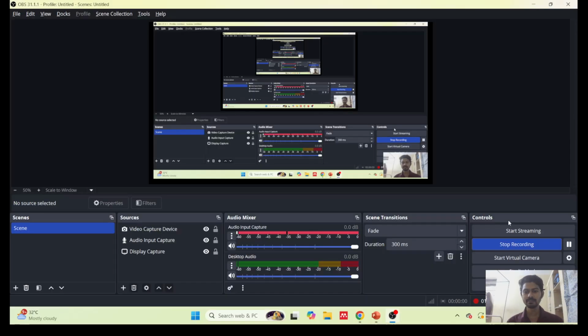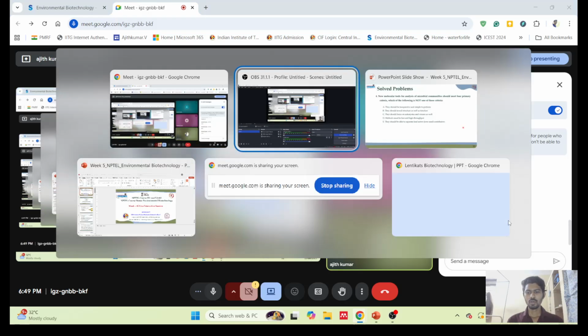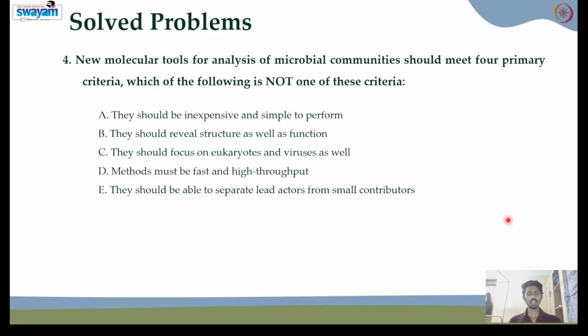Any other answer? Okay, we will see the answer now. The correct option is option A. They should be inexpensive and simple to perform.